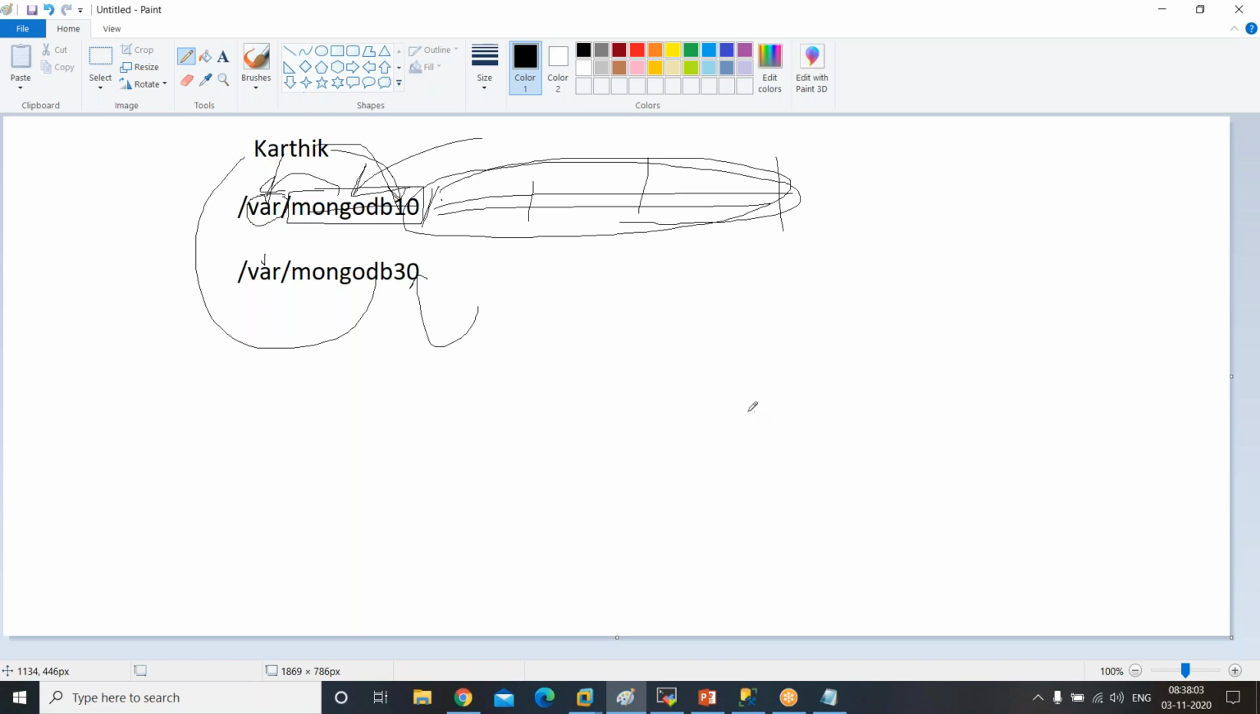Is it clear? It's kind of a permissions tree. If you get permission on MongoDB 10, then for any subdirectory you get the permissions because you have the permission on the parent directory. And if I get the permission on var, I can do anything on 10 and on 30 also, because these two are sitting under the var container. Following or not following? Say something quickly. Yeah, it's clear.